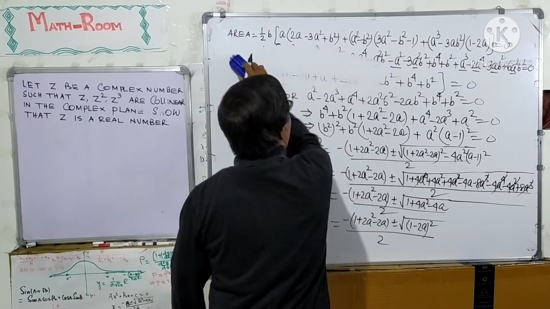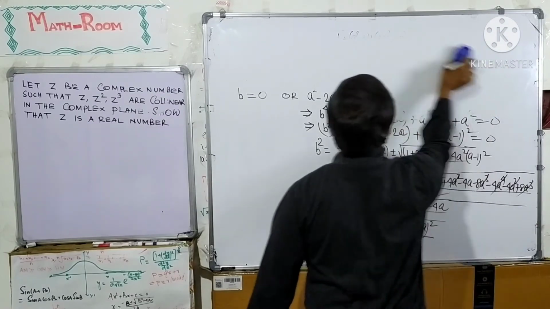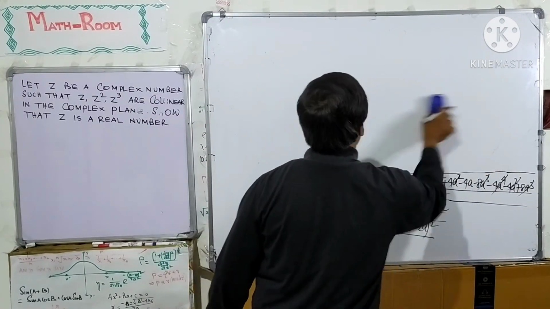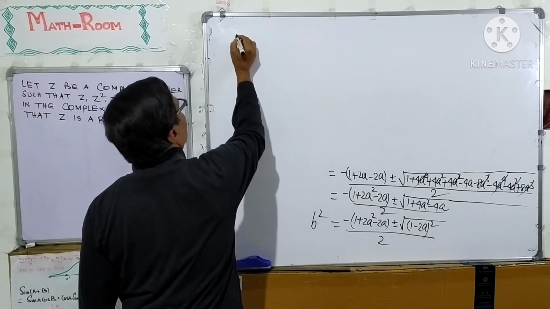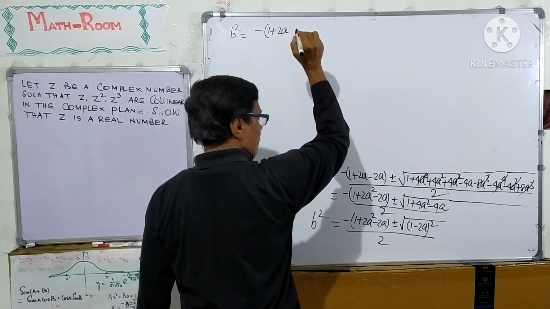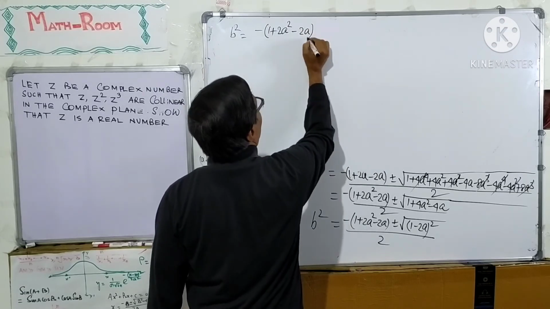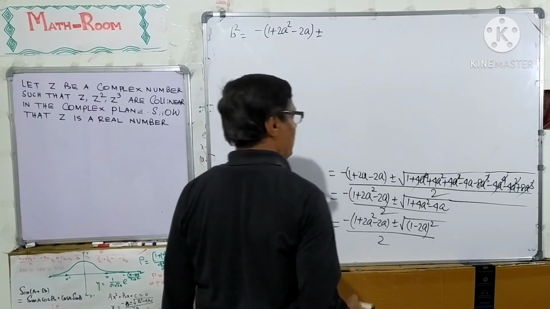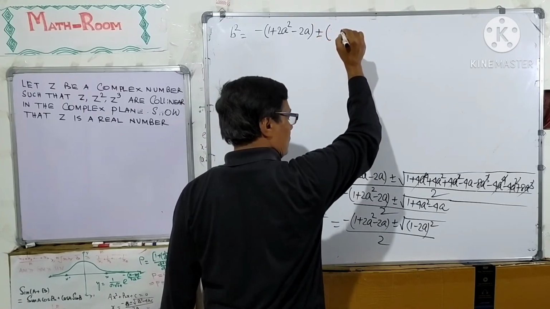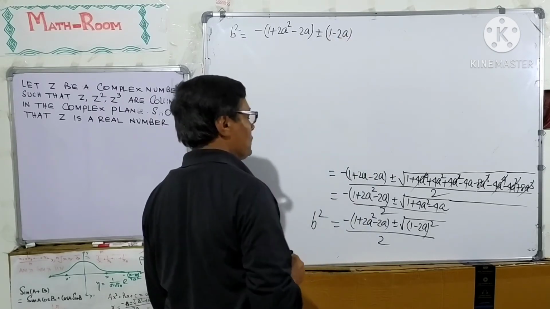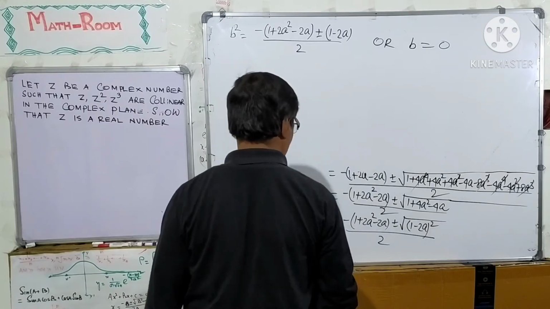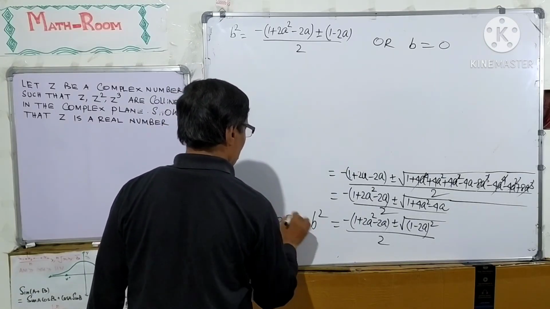So, we have got b square equal to minus 1 plus 2a square minus 2a plus minus the whole root over of perfect square, the whole square is 1 minus 2a, that is square root of 1 minus 2a whole square equal to 1 minus 2a, 1 minus 2a over 2, or b equal to 0. Here also b equal to 0 or this.